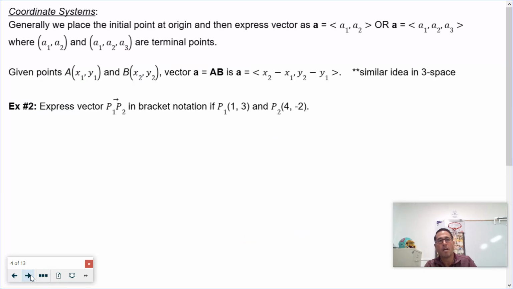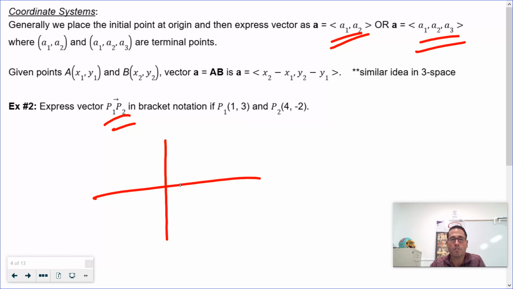All right, coordinate systems. Let's say we have a vector, this would be in 2 space. Okay, this would be in 3 space. And let's say we have an initial point and a terminal point. P1 being the initial point, P2 being the terminal point. We're in 2 dimensions here. So we have 1, 2, 3. That would be P1, and that'd be 4, negative 2. That'd be P2. Thus, the vector has this direction and that magnitude.